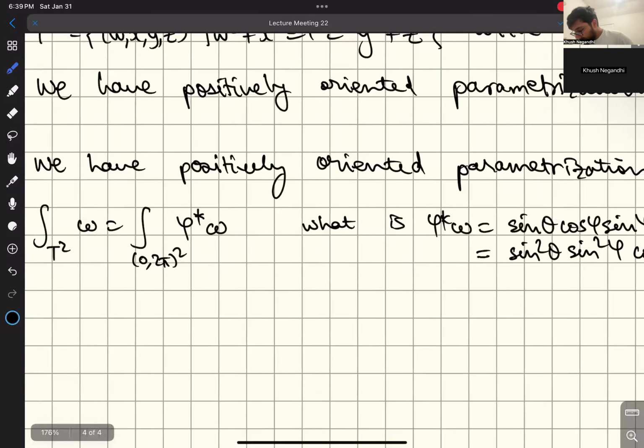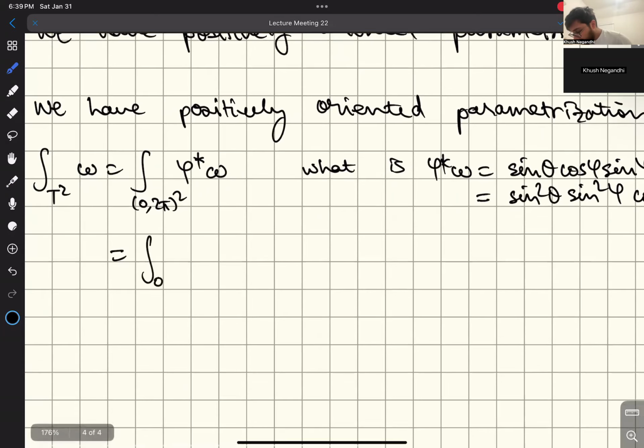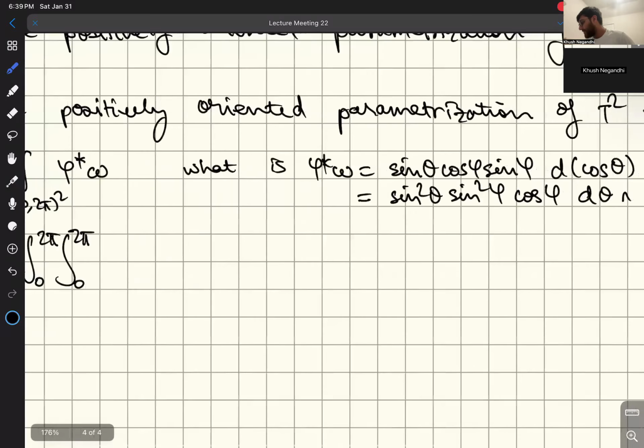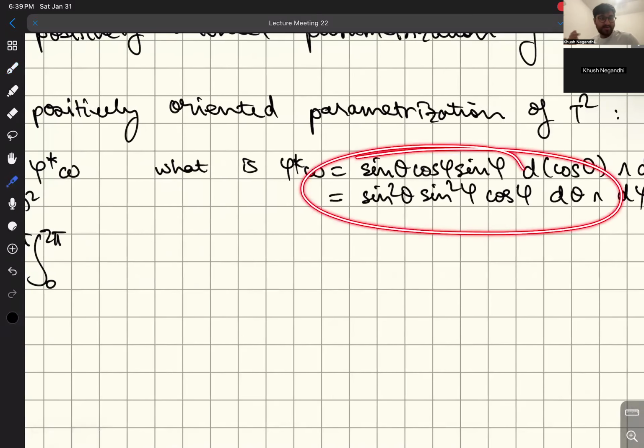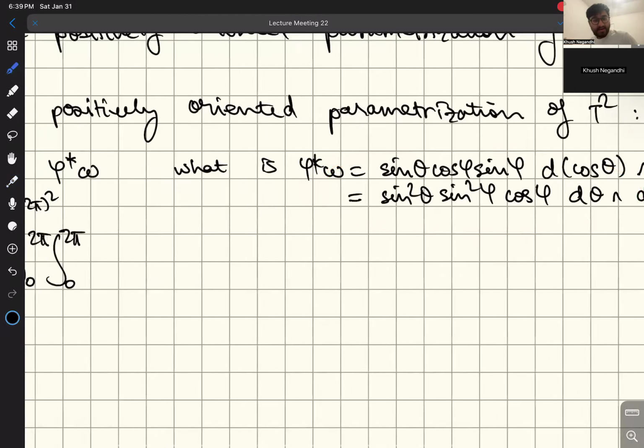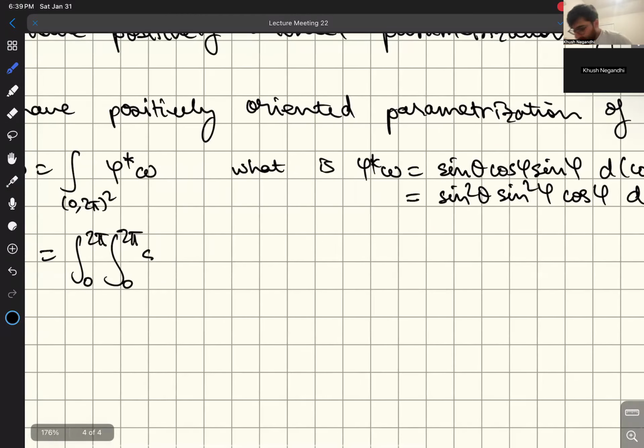And what this tells you is that this integral is nothing but the integral from 0 to 2 pi, the integral from 0 to 2 pi. I can use Fubini's theorem because these functions are integrable, so it's fine. Of sine squared theta, sine squared phi, cosine phi, d phi d theta.